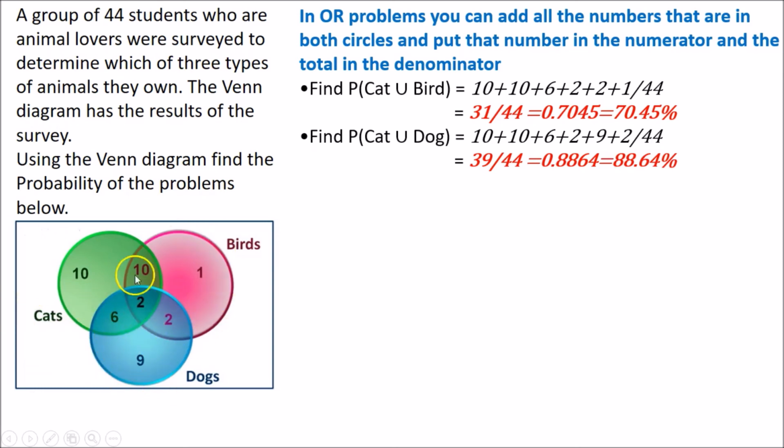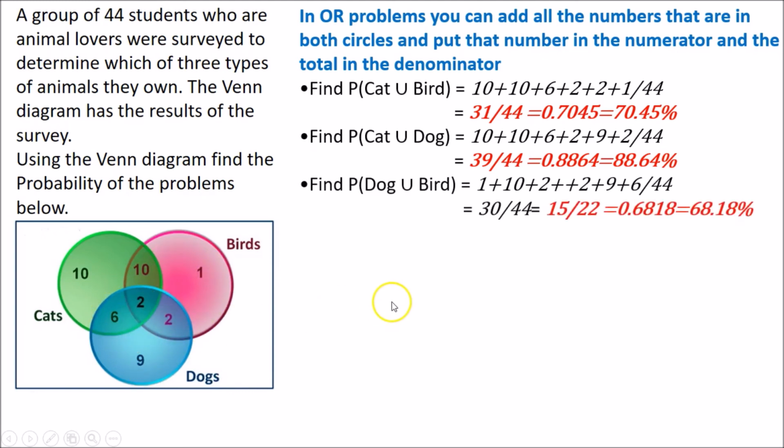Now our last one is going to be dog or bird. So we're talking about dog or bird here. So once again, we're going to add up all our numbers and we're going to put those over our total, which was 44 up here. So we're going to add the 1 plus the 10 plus the 2 plus the 2 plus the 9 plus the 6. And that gives us 30. Again, that's 11, 12, 13, 14, 15, and another 15. 15 plus 15 is 30. This one does reduce. Y'all notice that? 30 over 44 does reduce to be 15 over 22. And then that's 0.6818, which, again, when we multiply that by 100, that's what we do, move the decimal place 2 places to the right, then we get 68.18, okay?